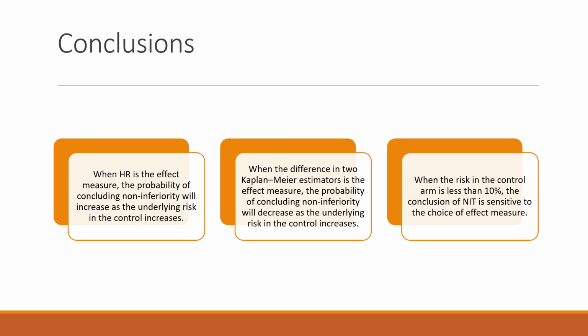Conclusions. When hazard ratio is the effect measure, the probability of concluding non-inferiority will increase as the underlying risk in the control group increases. When the difference in two Kaplan-Meier estimators is the effect measure, the probability of concluding non-inferiority will decrease as the underlying risk in the control increases. The probability of concluding non-inferiority is at a minimum when the control risk reaches about 50%. When the risk in the control arm is less than 10%, the conclusion of a non-inferiority trial is sensitive to the choice of effect measure.